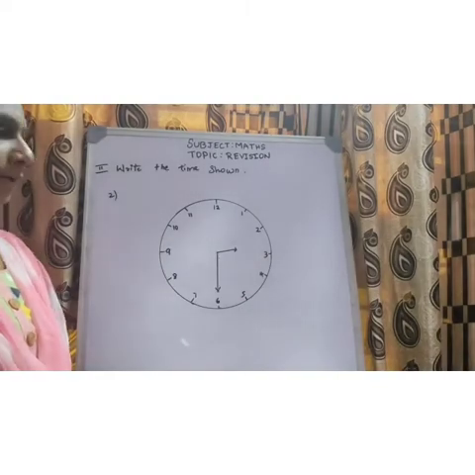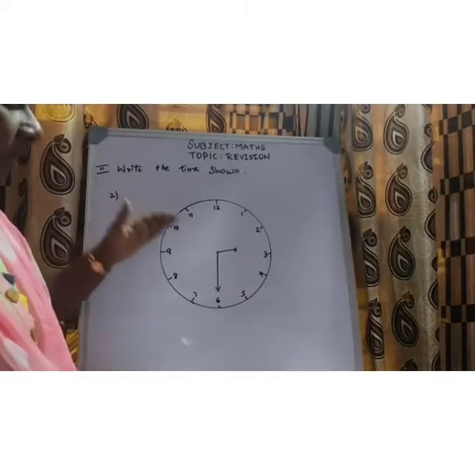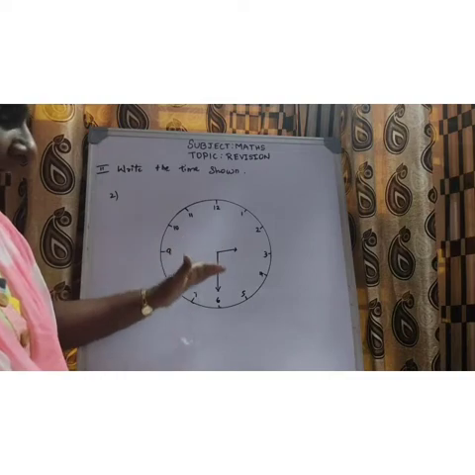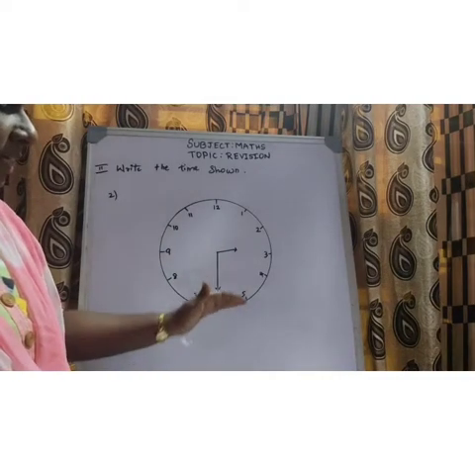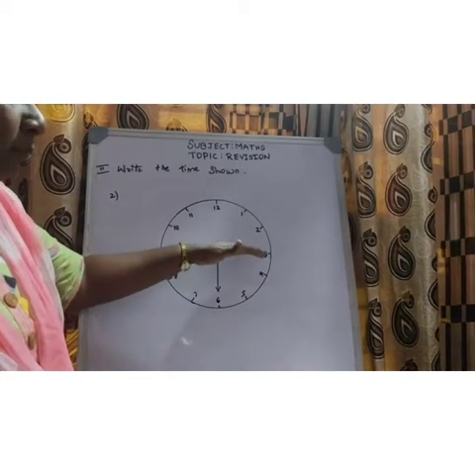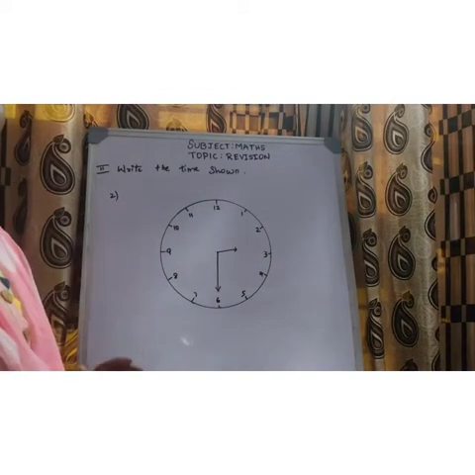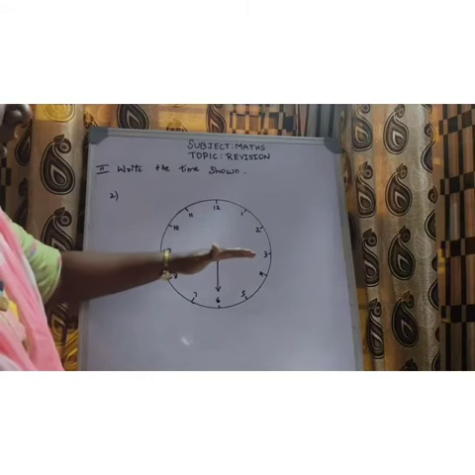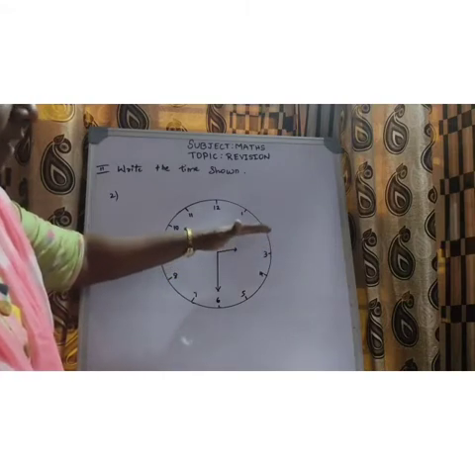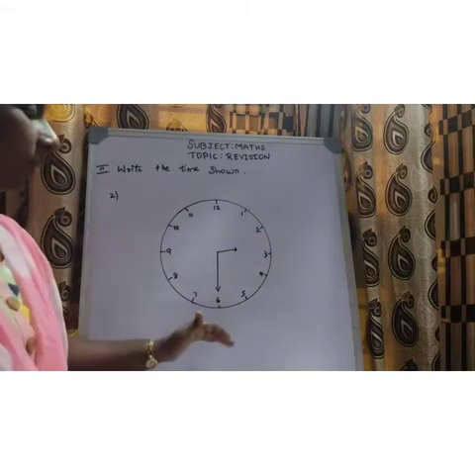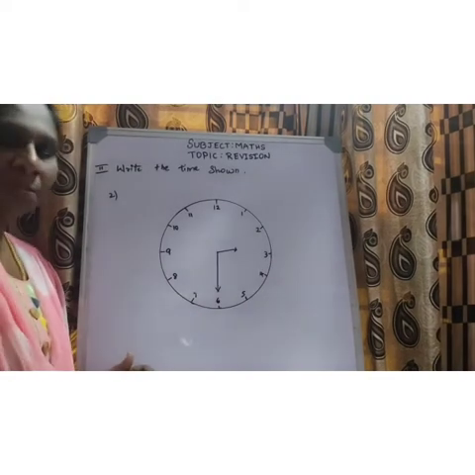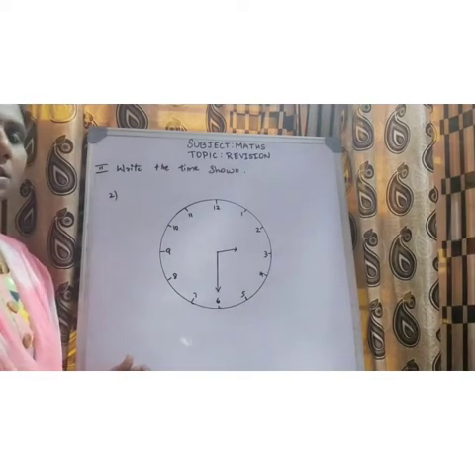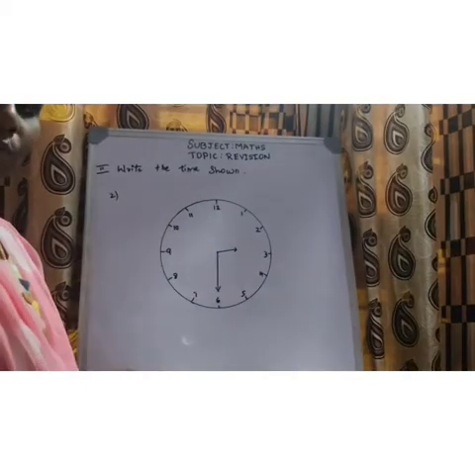So second one, see here, children. The minute hand is at 6. Exactly, it is at 6. Minute hand is at 6 and the hour hand is between 2 and 3. Where is the hour hand, children? It is in between 2 and 3. So if the minute hand is at 6, what is the time, children? It is 30 minutes.